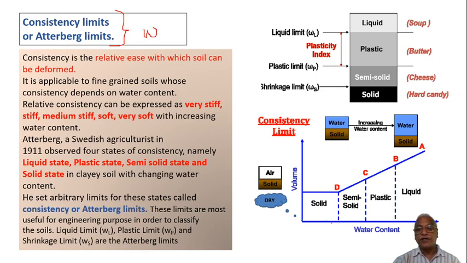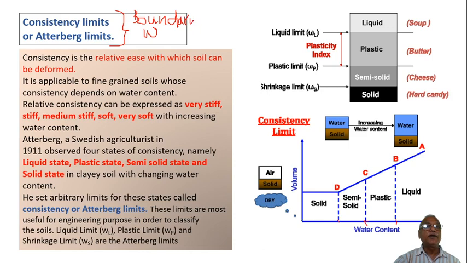Now which water content? If you just see here, there is a point here, there is a point here. Along this horizontal axis we have plotted water content, but these particular boundary water contents are known as consistency limits. We'll go into the details of all that, but before that you should have a bit of idea. That's why I'm telling you. So what is consistency limit? It is nothing but boundary water content.